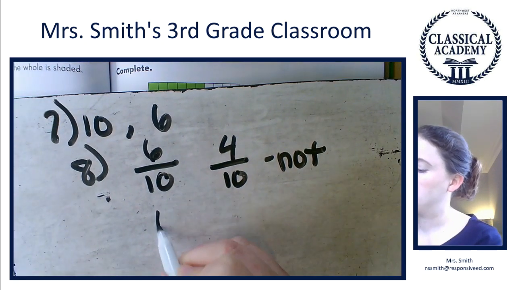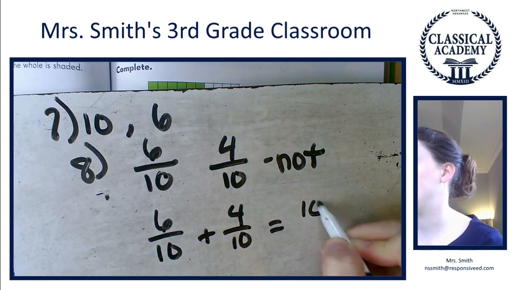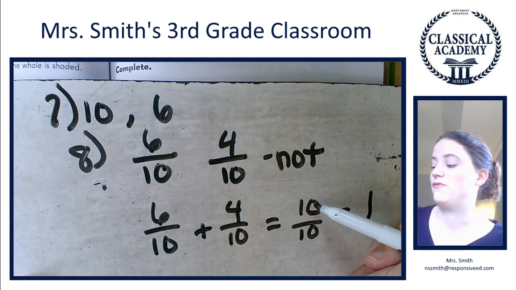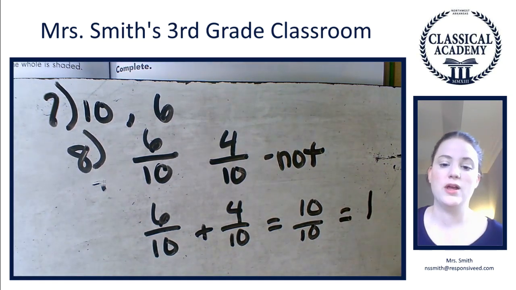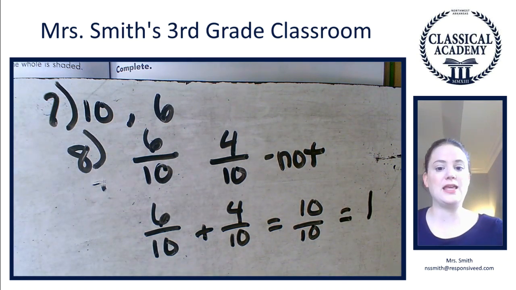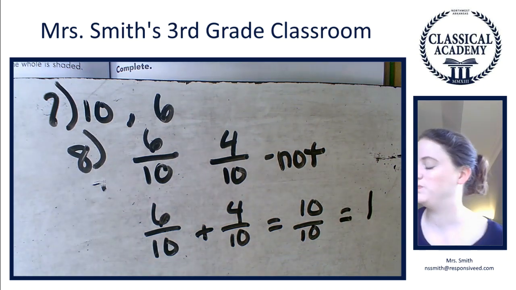Blank and blank together make one whole. Well, let's try it now. 6/10 plus 4/10 equals 10/10, which is the same thing as one whole. Remember, if the numerator and the denominator are the same, it's one whole. If I had 17/17, one whole. If I had 8/8, 1 whole. 10 tenths, 1 whole. Very good.